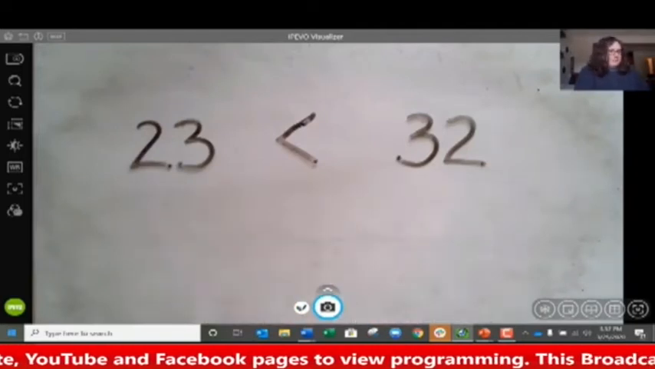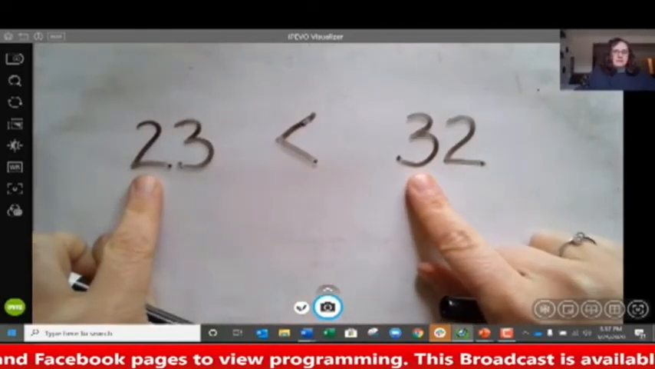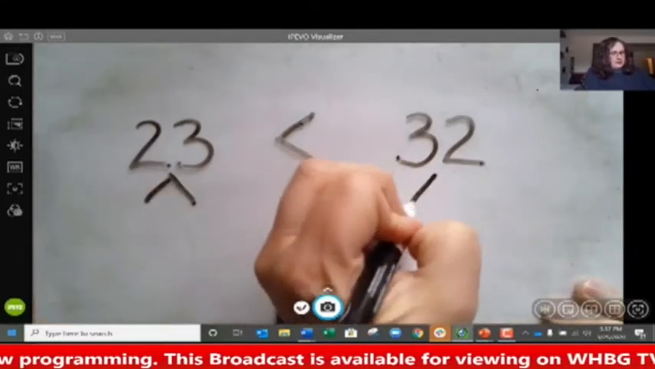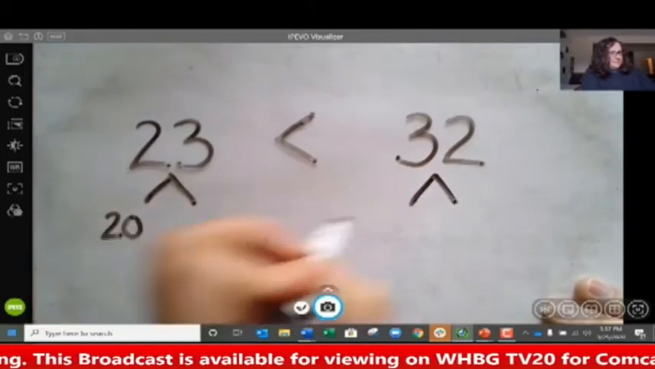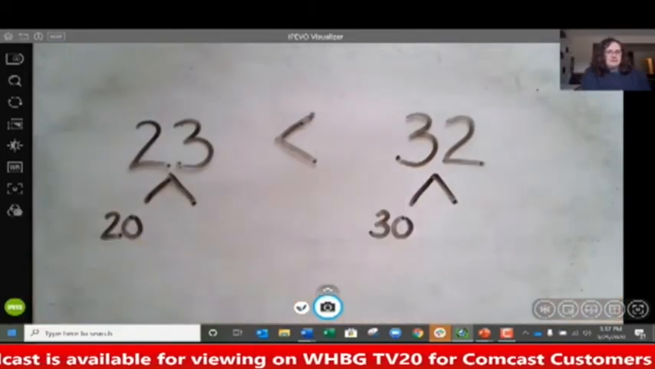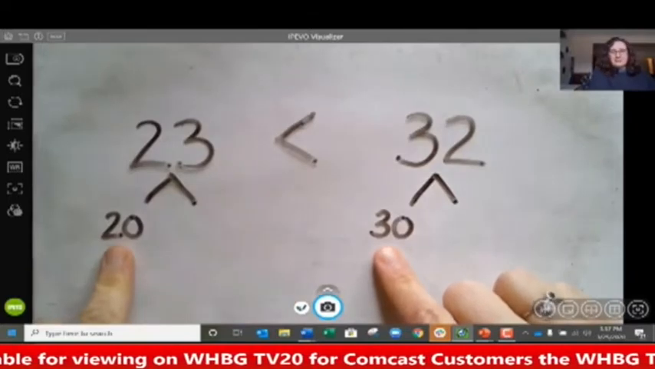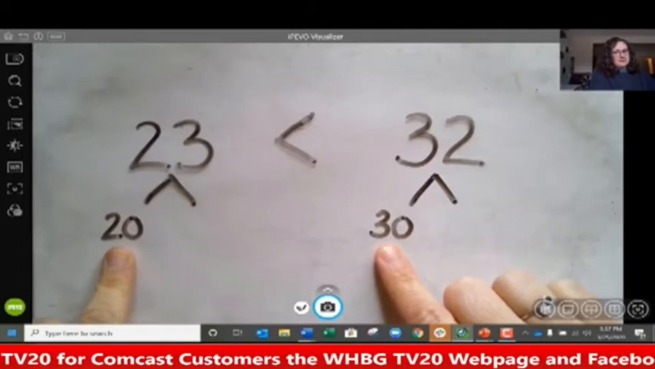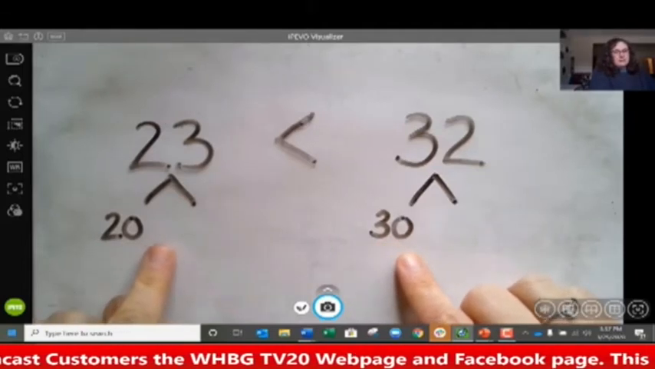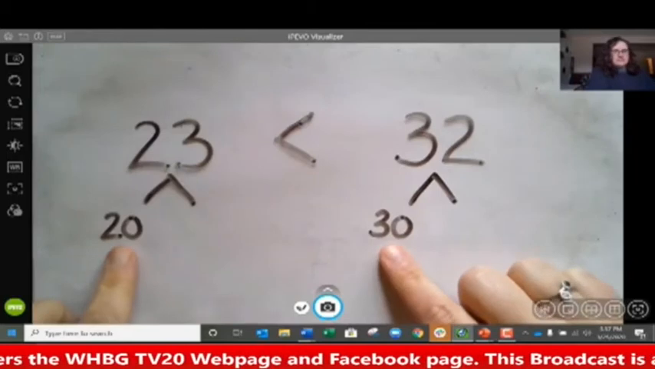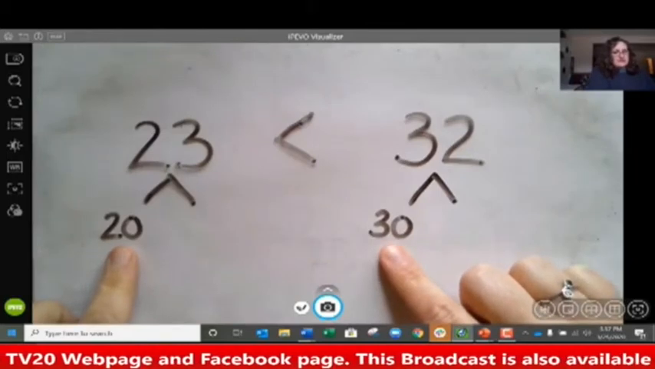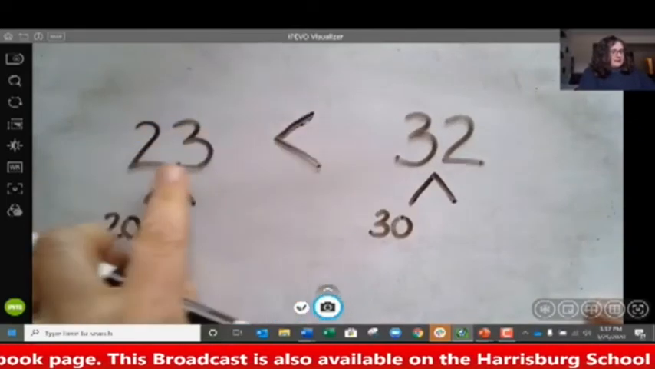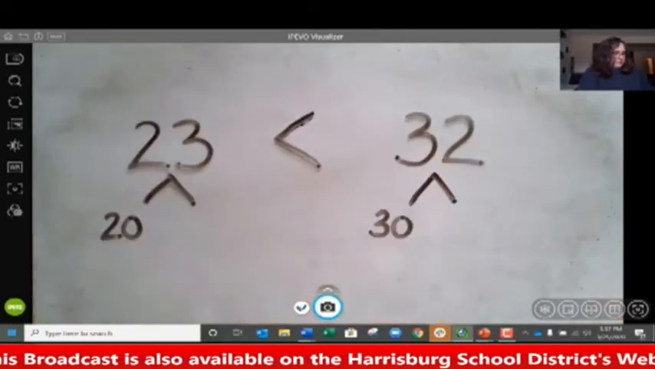Let's talk about it. When we look at the tens place, 2 tens, 3 tens, or 20 and 30, are those equal or is one bigger? Did you say 30 is bigger? You're right. We could compare the ones next, but we don't need to because 3 tens is more than 2 tens. So 23 is less than 32.